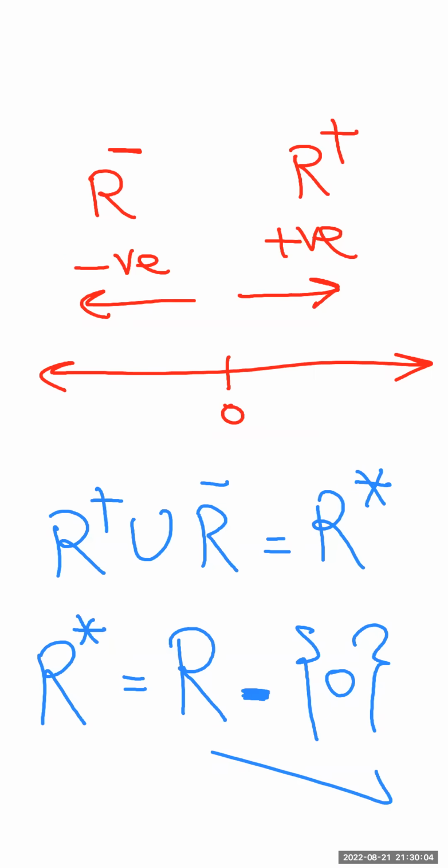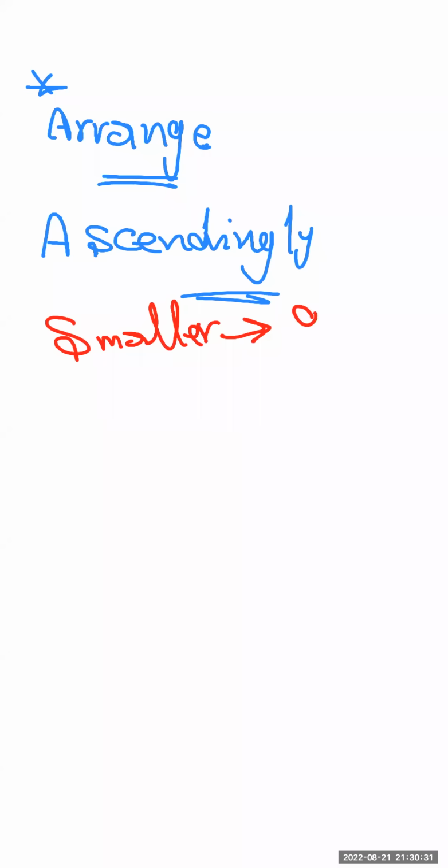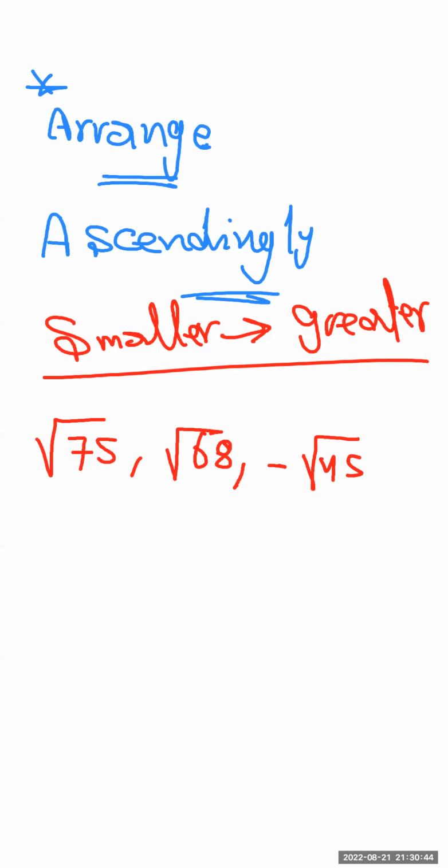Okay, let's solve some examples so that we can understand all these points. The first example: arrange the following numbers ascendingly. Ascendingly means from the smaller to the greater. Now, I want to arrange these numbers: square root of 75, square root of 68, negative square root of 45, negative 8, 7, negative square root of 32.